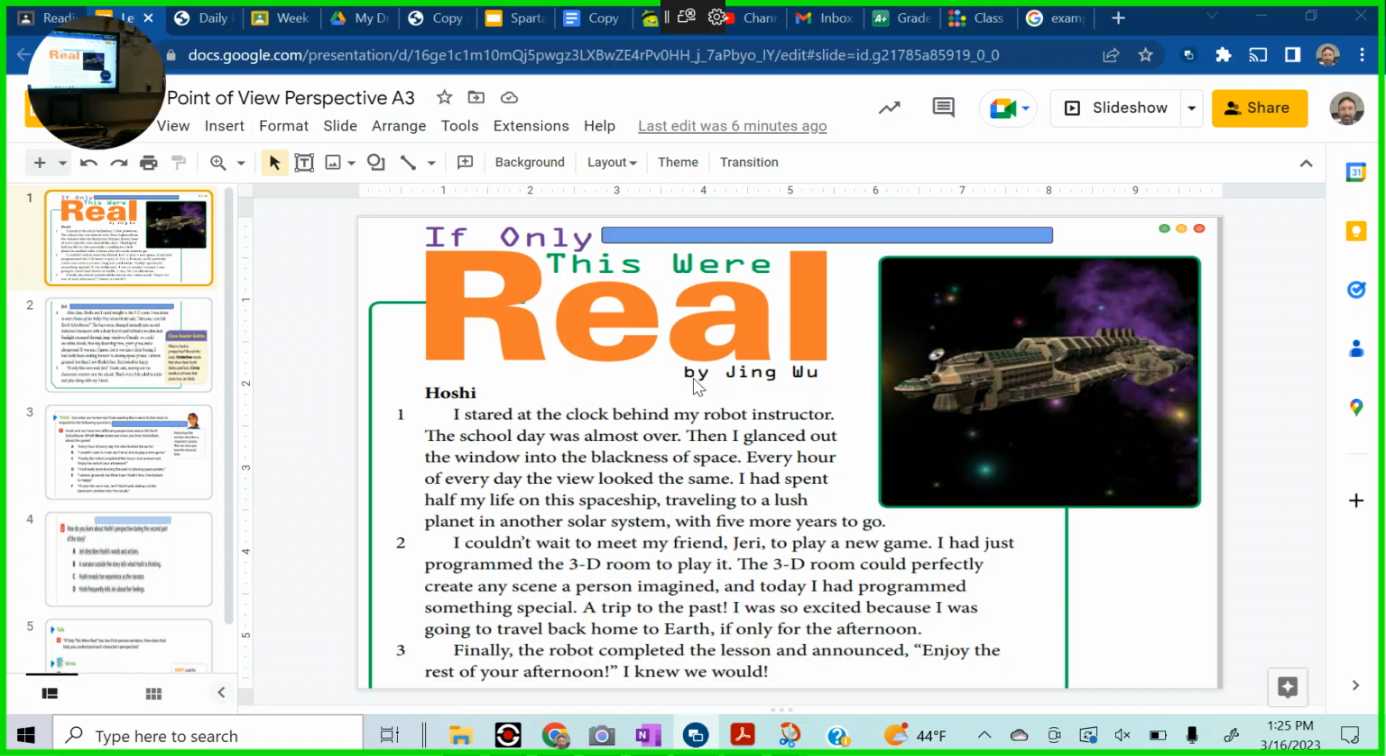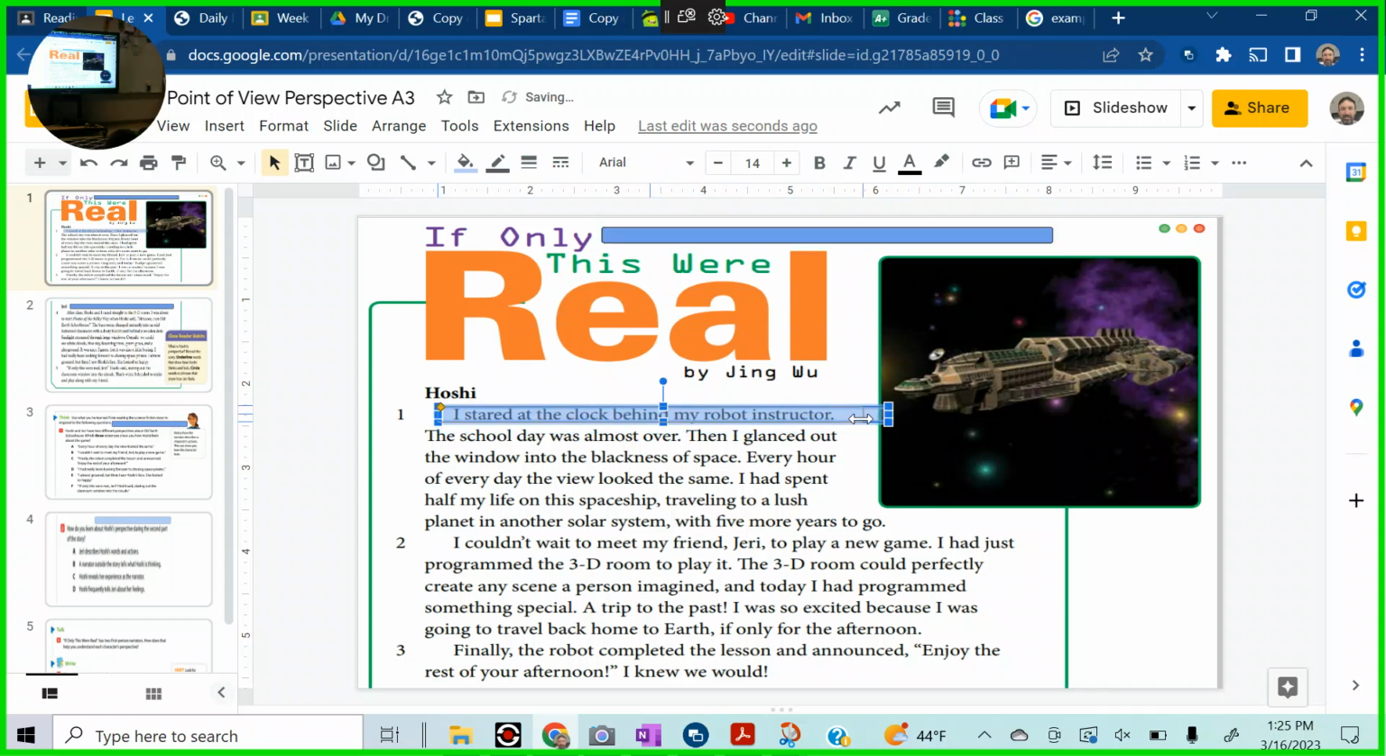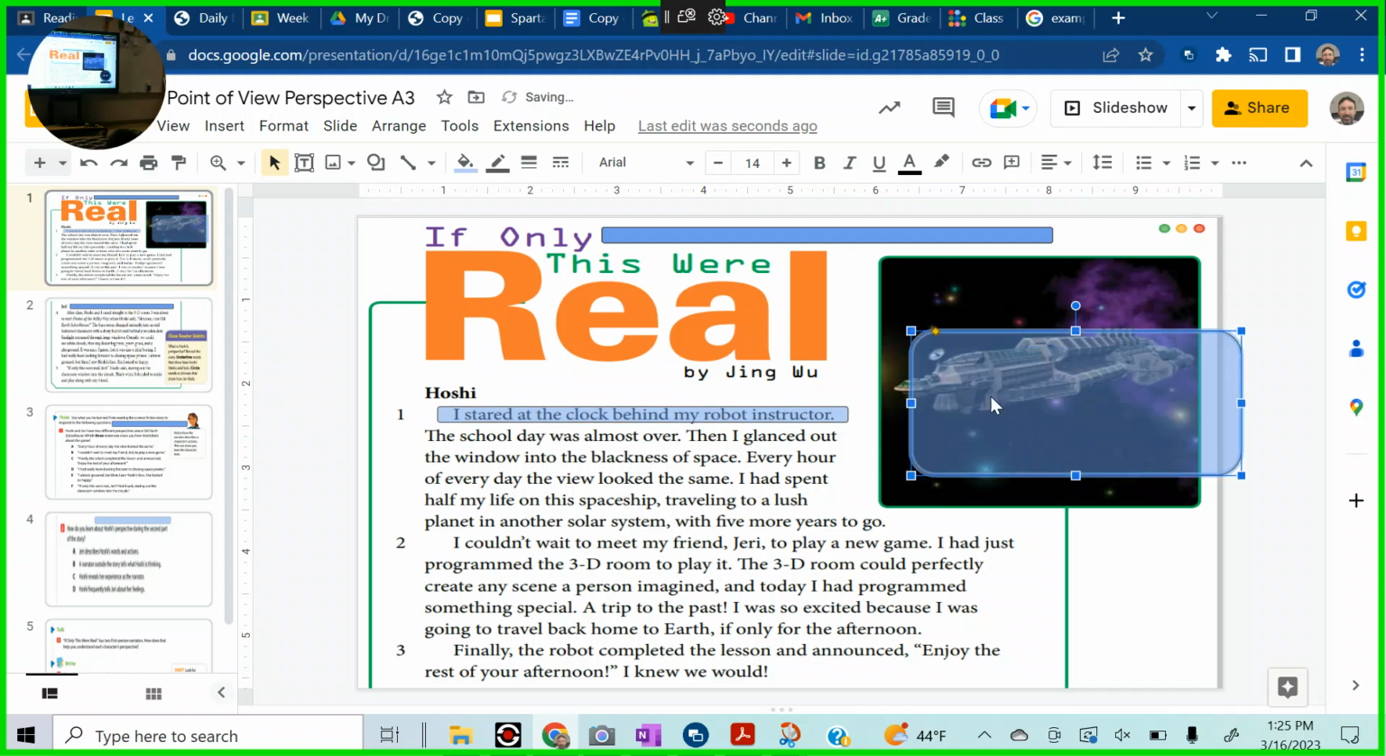I stared at the clock behind my robot instructor. The school day was almost over. Then I glanced out the window into the blackness of space. Every hour of my life, I viewed the same. I had spent half my life on a spaceship, traveling to a lush planet in another solar system. I have 5 more years to go.